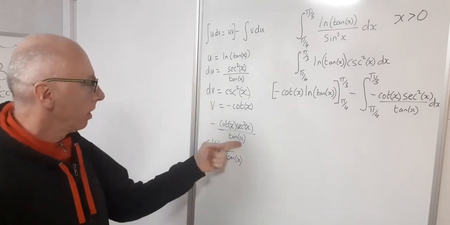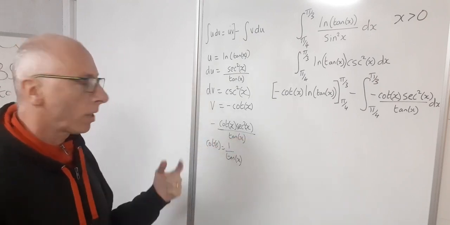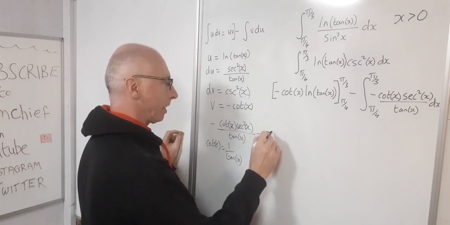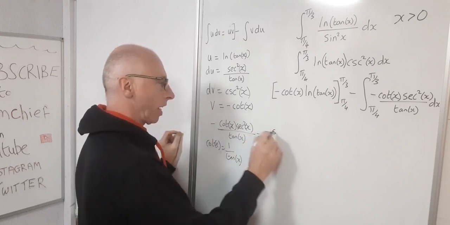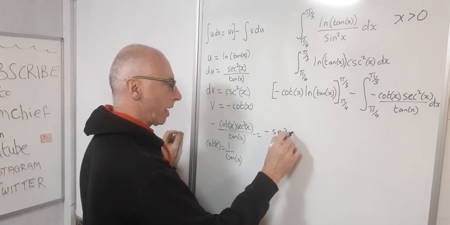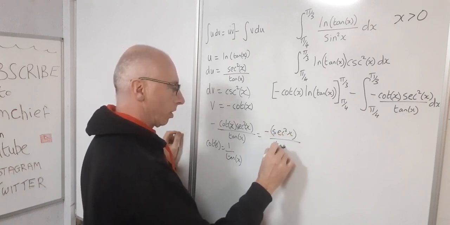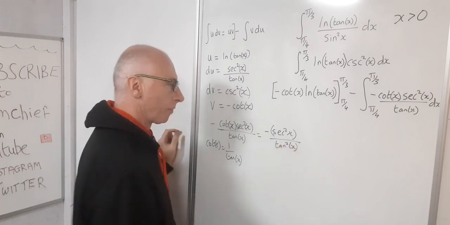So that can be taken care of. Now I'm going to have a tangent squared x on the bottom, so let's write it up as that. The minus sign still stays, so minus secant squared x over tangent squared of x.